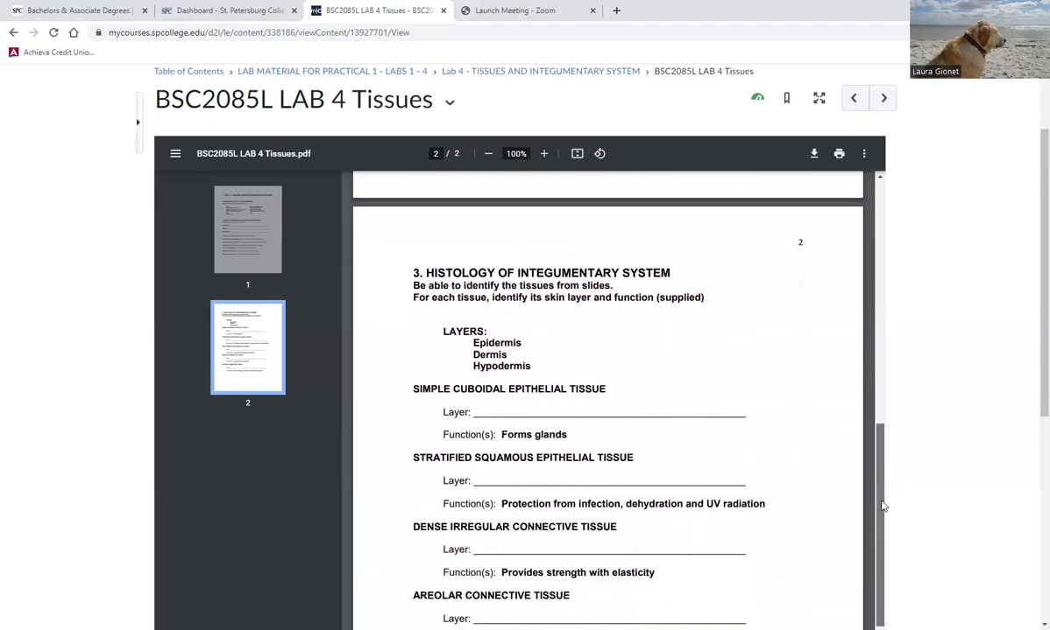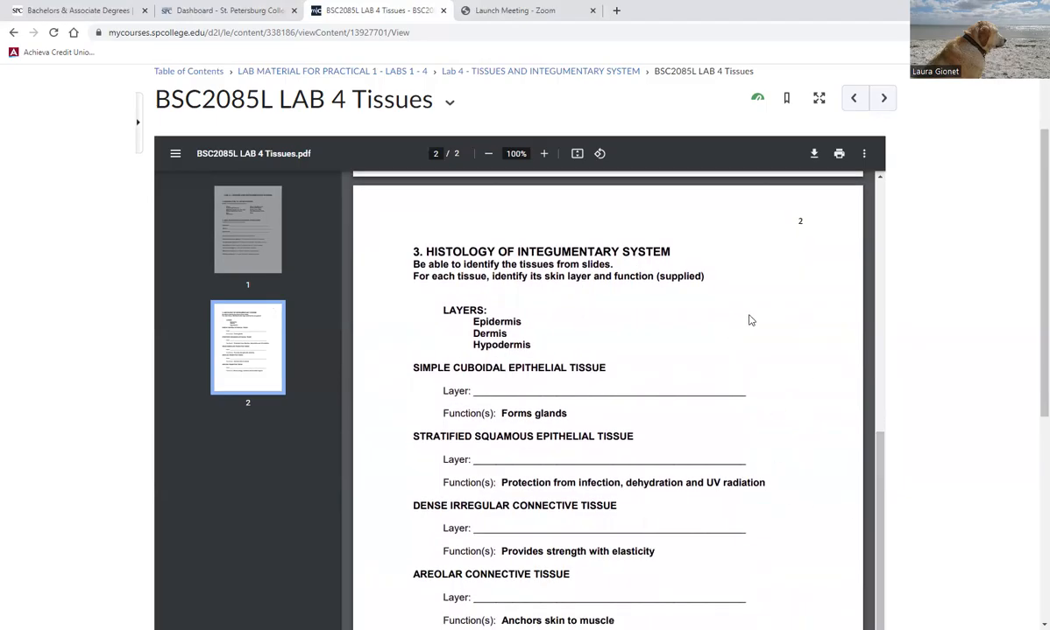Okay, then we're going to move on to the histology of the integumentary system, being able to identify the tissue from slides. For each tissue, identify its skin layer and function, which is supplied. So here we have the tissues that we're going to be able to identify, and here are the layers immediately below in bold print. The layer is either epidermis, dermis, or hypodermis.